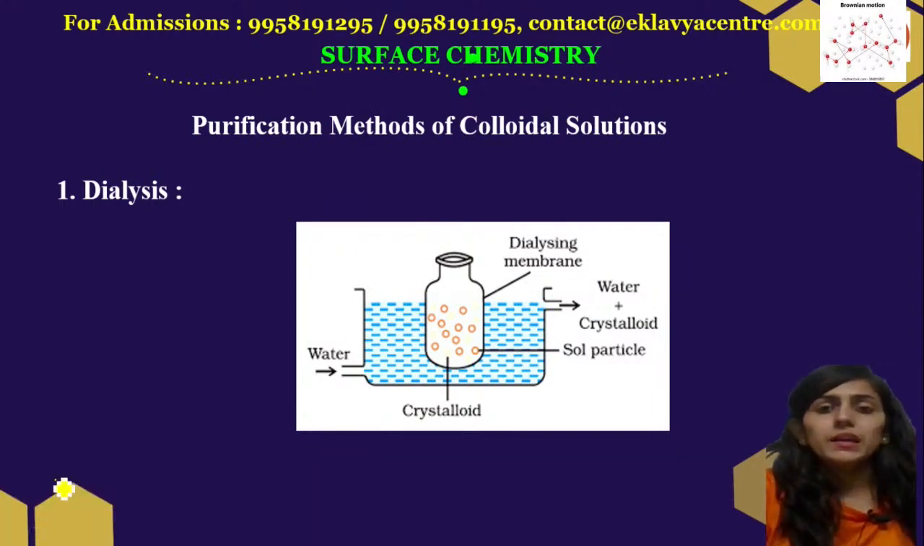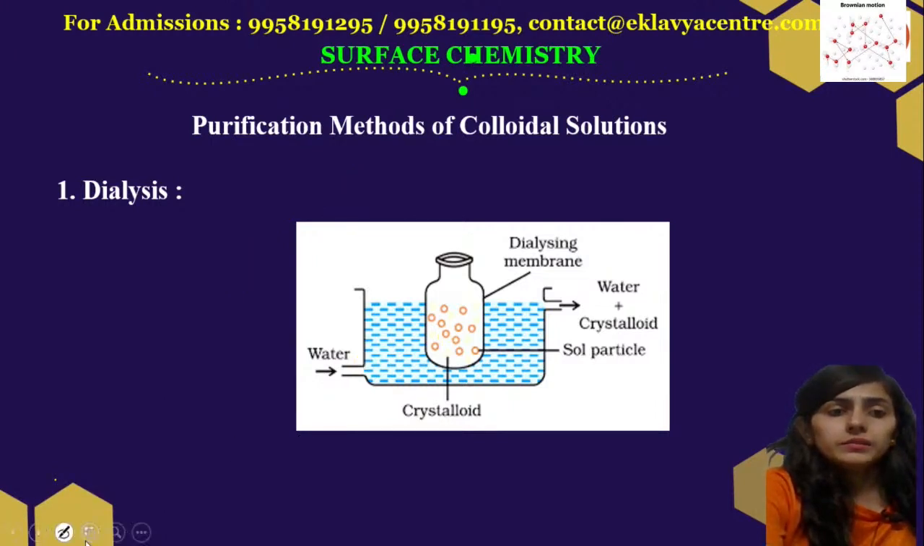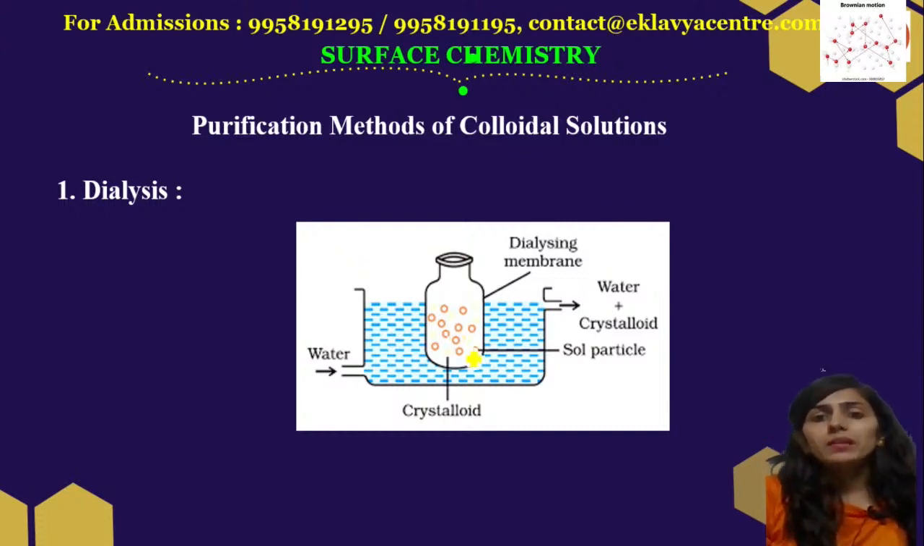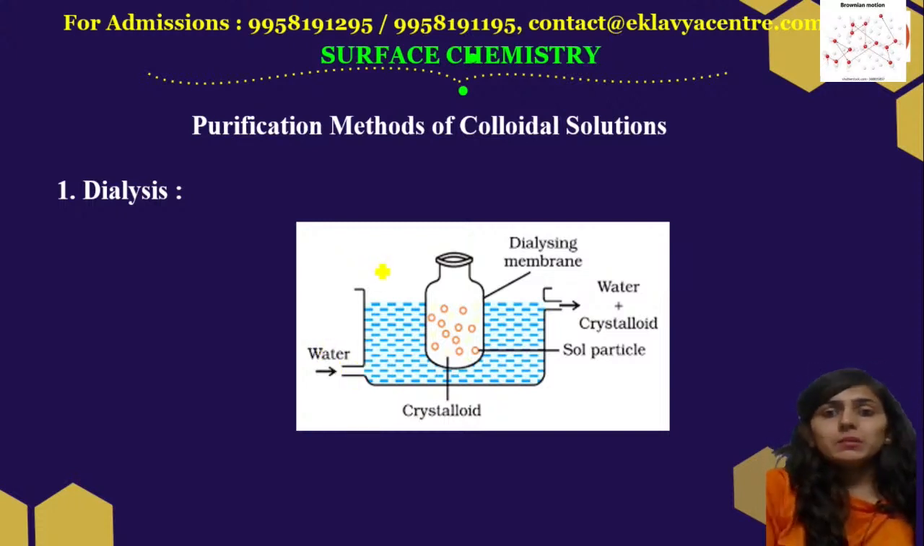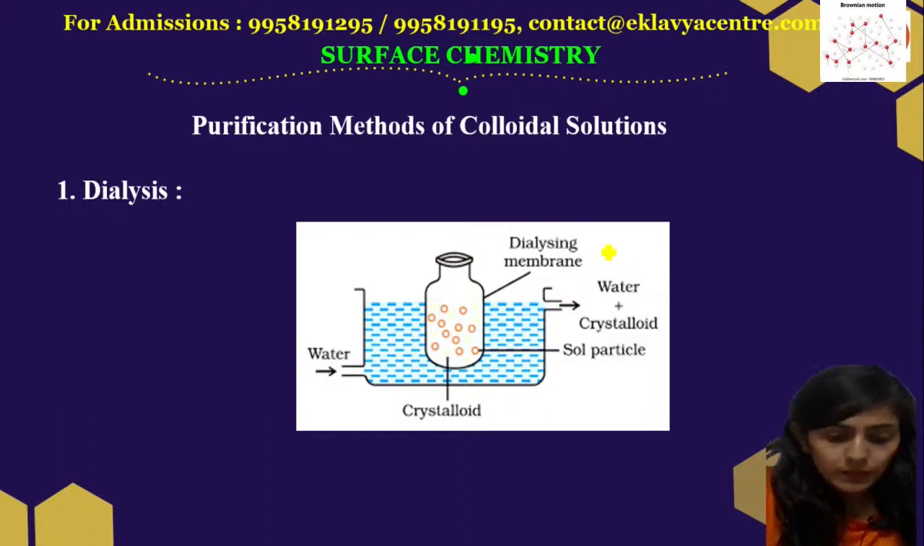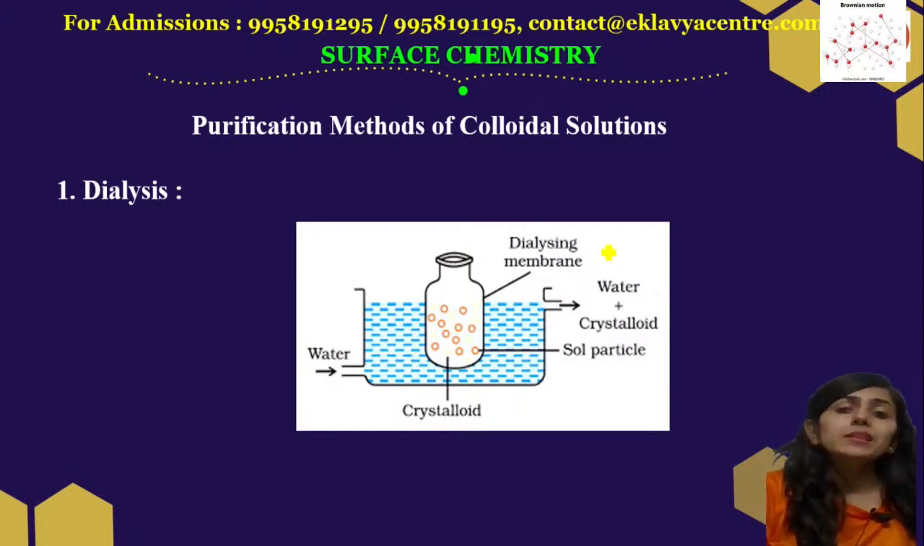Now what happens in dialysis? Can you see the sol particles? We know that along with the sol particles some crystalloids, meaning some electrolytes, are also present. So we add water, and with the help of this dialyzing membrane, the water and crystalloids will get out. It will start removing them, so we get rid of the excess crystalloid present in our sol. This process is based on the phenomenon of diffusion, right?